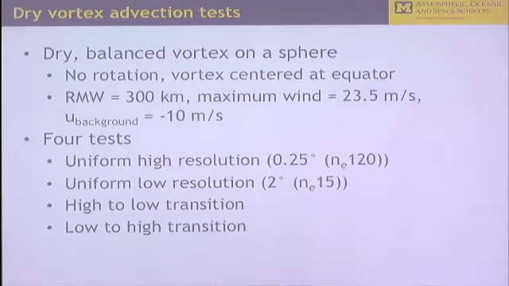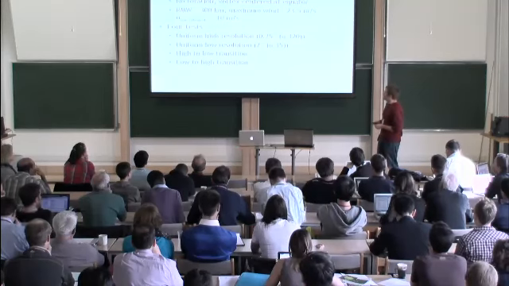The radius of maximum wind we chose for this vortex, 300 kilometers, is about the radius of maximum wind you might see for a very, very broad, weak warm core vortex in reality. The maximum wind is 23.5 meters per second. And we're going to embed it in an easterly background flow of 10 meters per second.